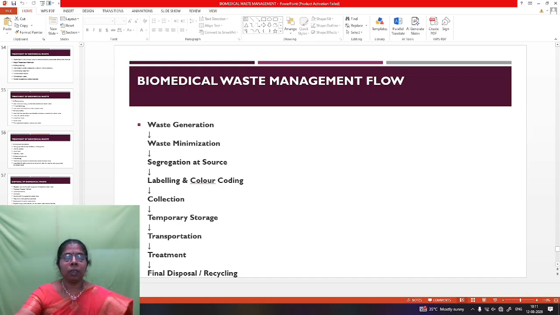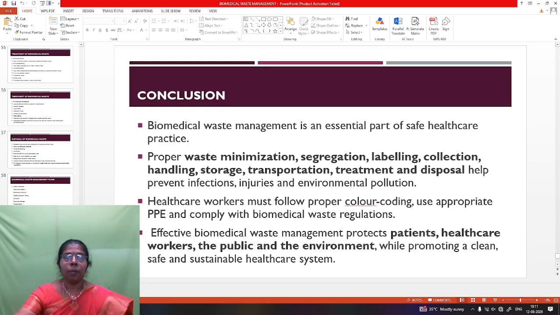Next we can conclude the topic, biomedical waste management. Biomedical waste management is an essential part of safe healthcare practice, and proper waste minimization, segregation, labeling, collection, handling, storage, transportation, treatment and disposal help prevent infections, injuries and environmental pollution. Healthcare workers must follow proper color coding, use appropriate PPE, that is personal protective equipment, and comply with biomedical waste regulations. Effective biomedical waste management protects patients, healthcare workers, the public and the environment while promoting a clean, safe and sustainable healthcare system.